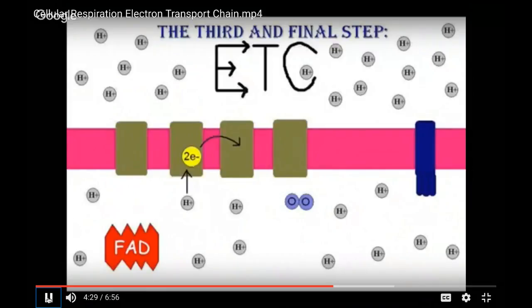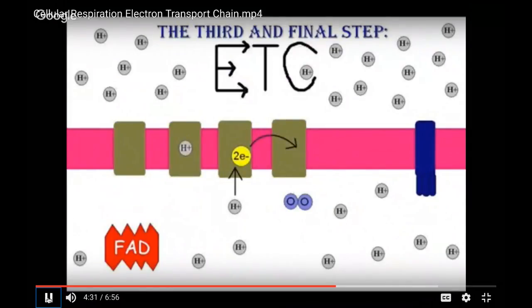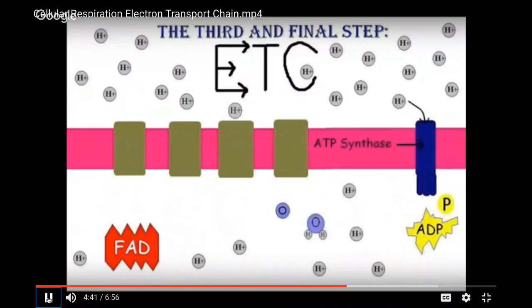And then it'll go into the third protein, and the hydrogen ions will come up and bump the 2 electrons over into the next protein, where it will fall down and once again split up the O2, and it will form H2O. Now, more water made.